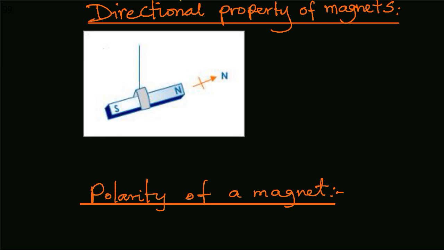In order to determine the directional property of magnets in the laboratory, we need a magnet with unknown poles. The magnet is tied with a thread and suspended using a string.